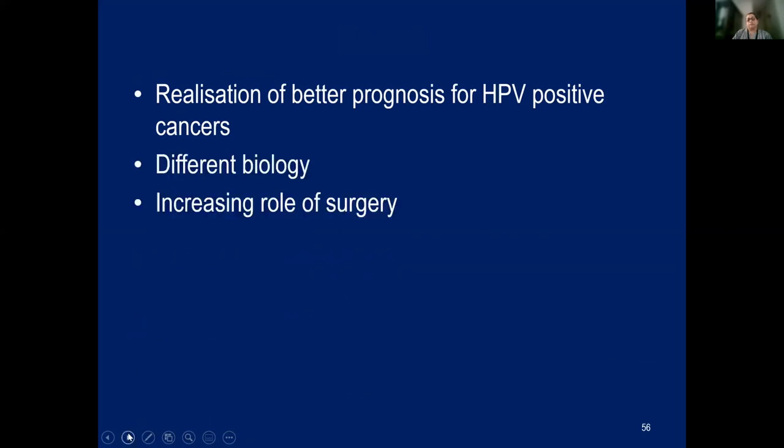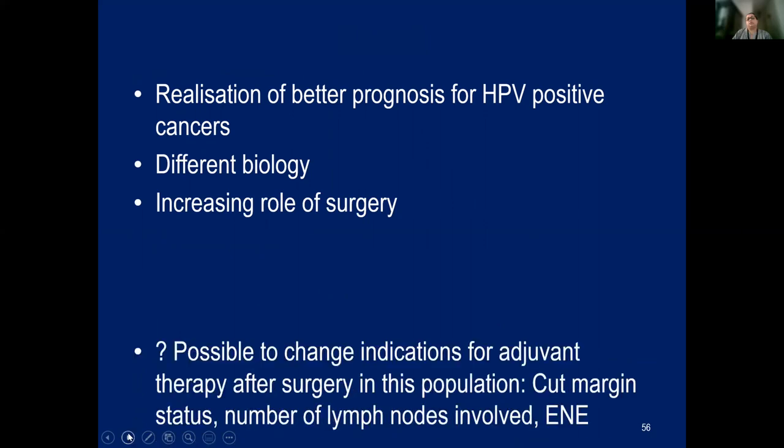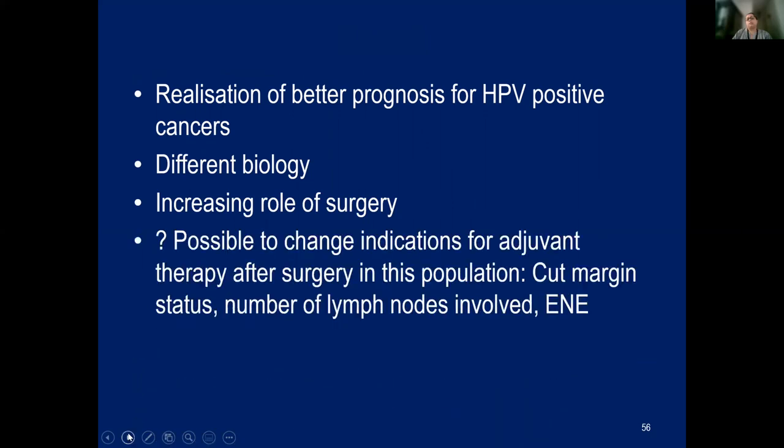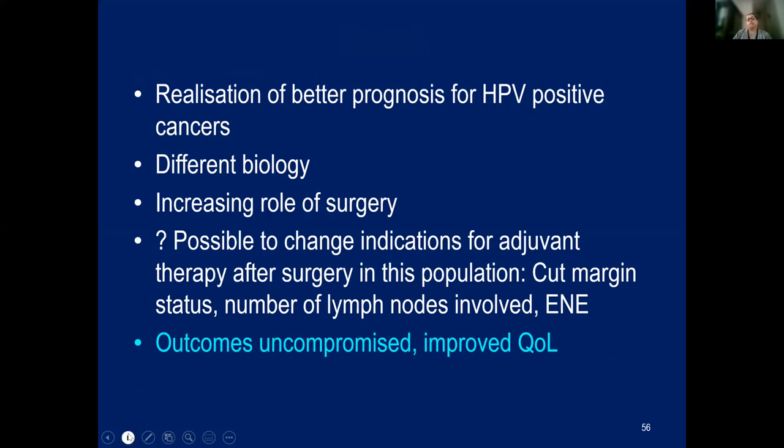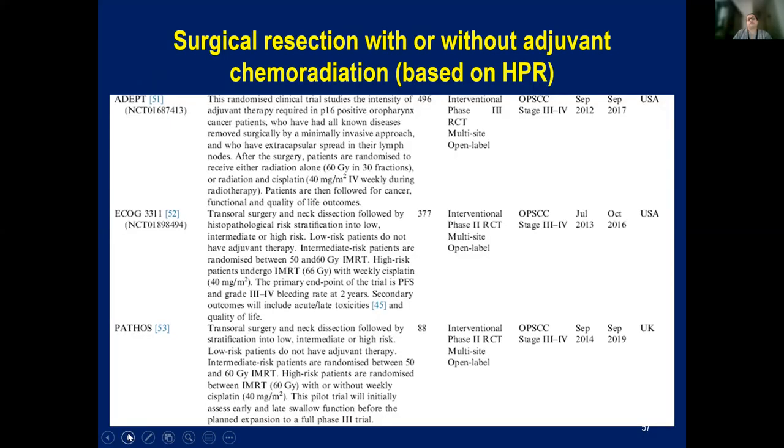They have a different biology. There's an increasing role of surgery, and possibly there could be a change also in the indications for adjuvant radiotherapy without compromising the outcomes and the quality of life. So you have these three trials in that space, and this is the ADEPT, the ECOG 3311, and PATHOS.